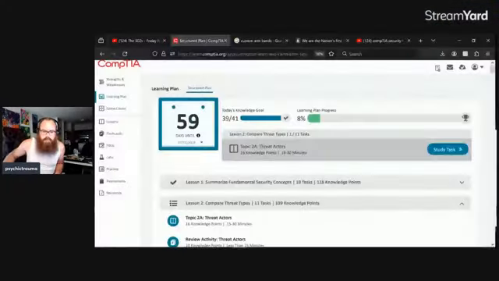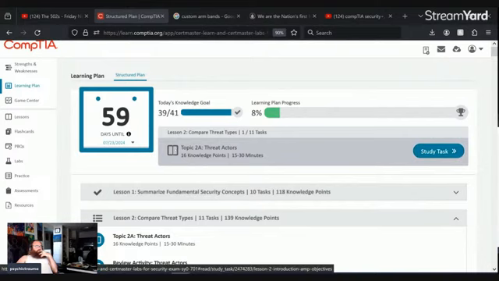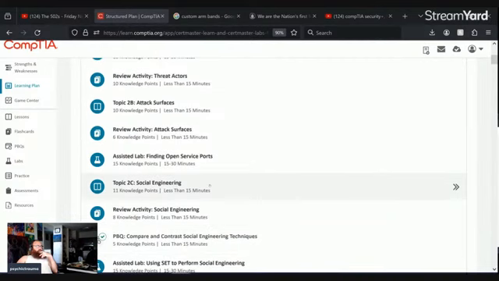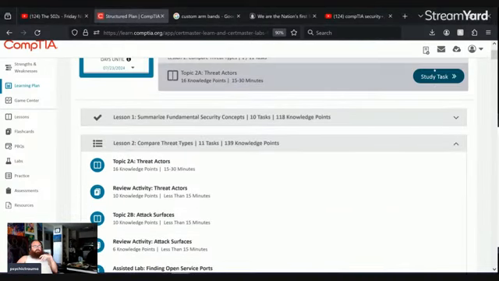Let's share screen. Share screen. Structured plan. Allow. Here we are. Okay. So here we are. Lesson 2, compare threat types. 1 of 11 tasks. All right. 1, 2, 3, 4, 5, 6, 7, 8, 9, 10, 11. Let's get started, yo.